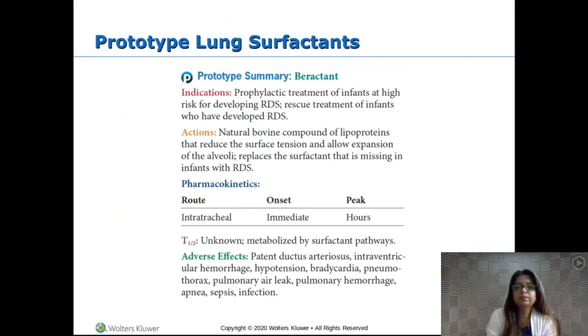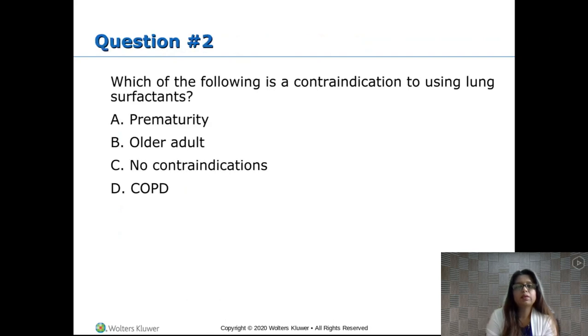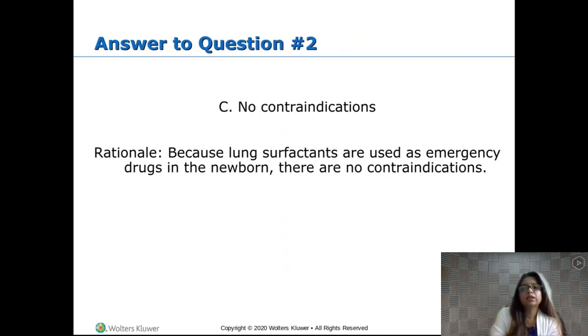Next one is Beractant, which is pretty much the same medication, similar. Question: which of the following is a contraindication for using lung surfactant? When do you not use it? Prematurity, older adults, no contraindication, COPD. Technically, there are not a lot of contraindications for lung surfactants, as they are used as an emergency drug in newborns, and there are no contraindications.